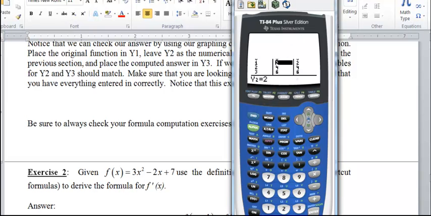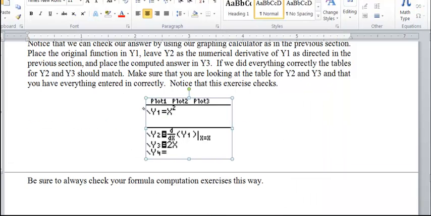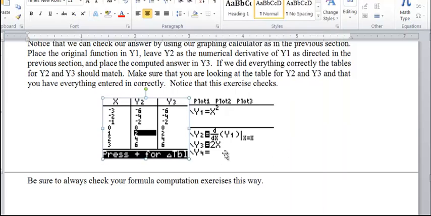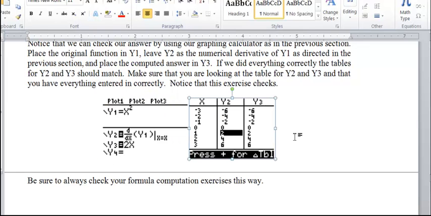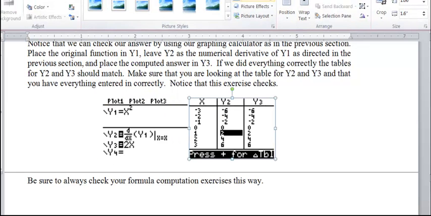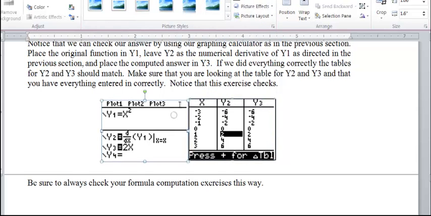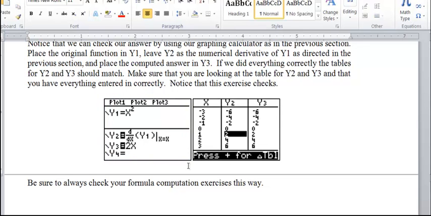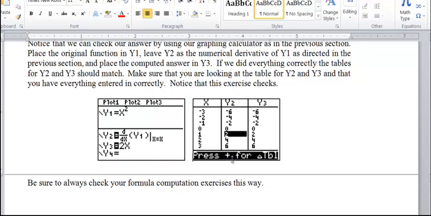Okay, so let's go back and let me just pull these screenshots over here. Okay, and so you can see what these look like. So if you can get those tables to be the same, then in fact we have checked it.